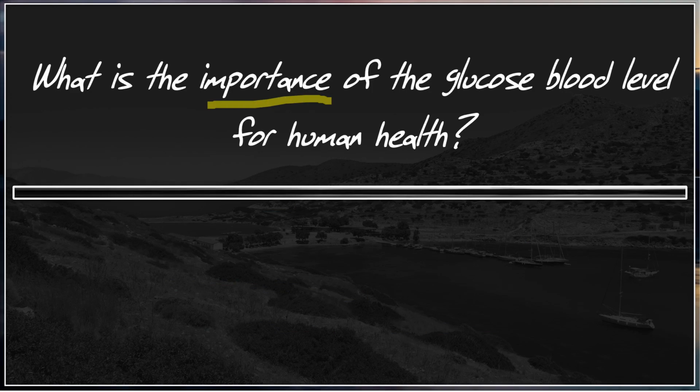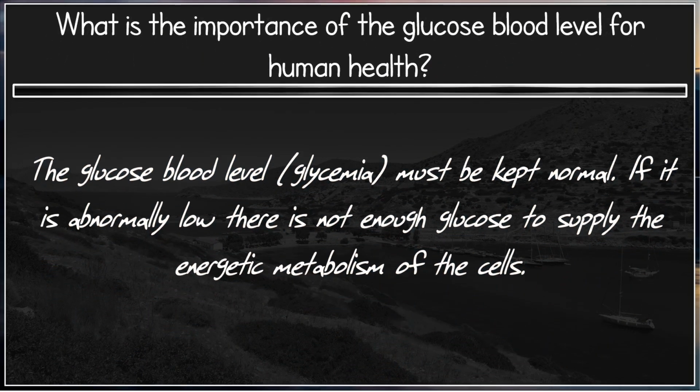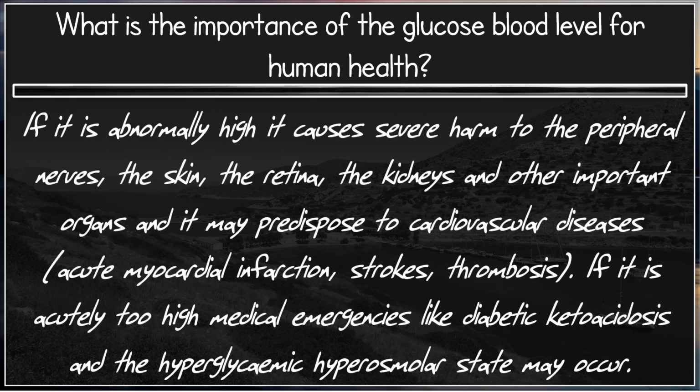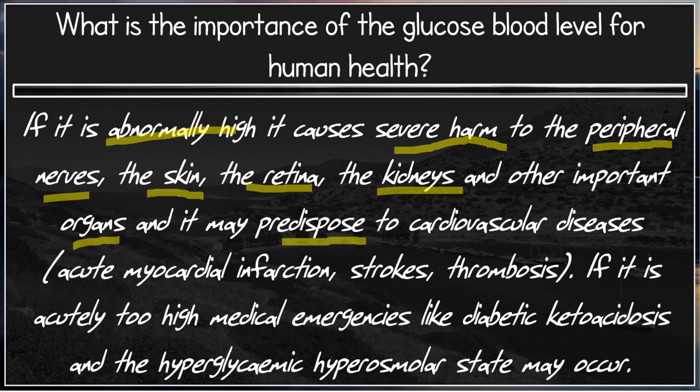What is the importance of the glucose blood level in human health? The glucose blood level, glycemia, must be kept normal. If it is abnormally low, there is not enough glucose to supply energetic metabolism of the cell. If it is abnormally high, it causes severe harm to the peripheral nerves, the skin, the retina, the kidneys, and other important organs. It may predispose to cardiovascular disease, acute myocardial infarction, stroke, thrombosis.